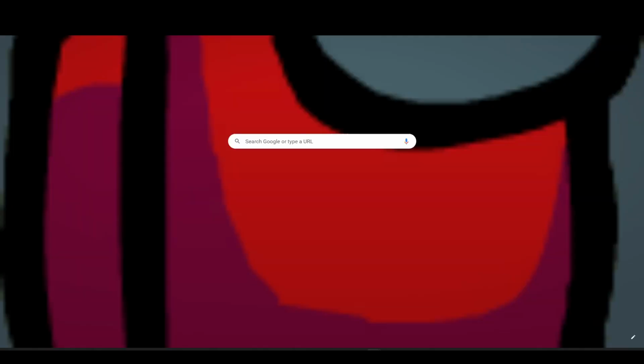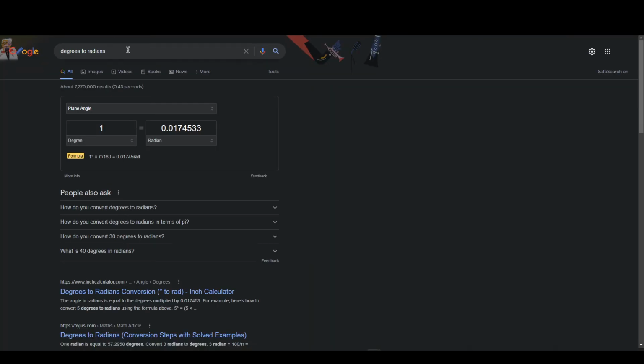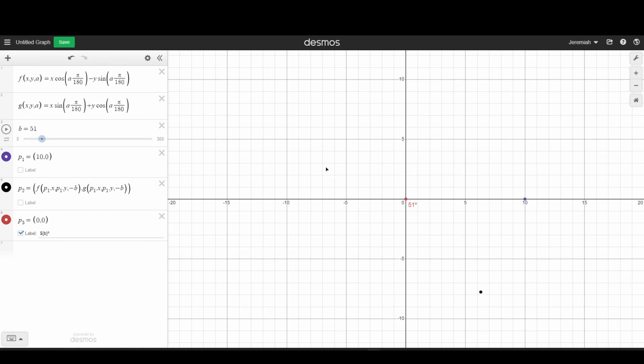Here, I'll show you. Ignore that. As you can see, oh wait, whoops. I did the wrong conversion. See? That's how many degrees are in 1 radian. Ignore the Among Us background you just saw. But yeah.